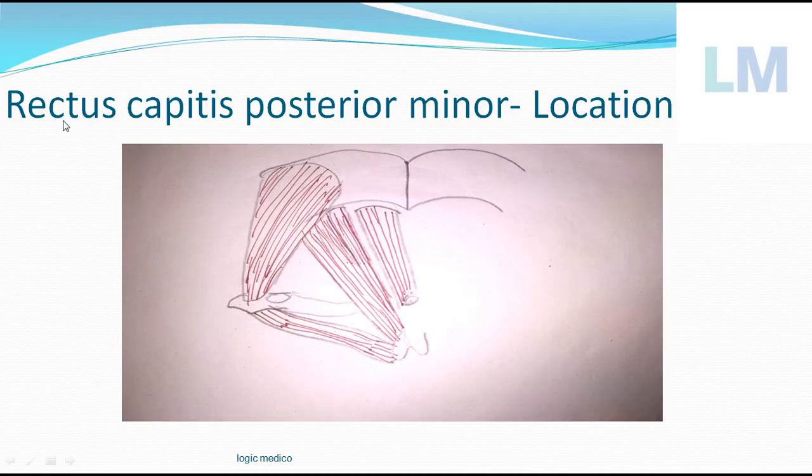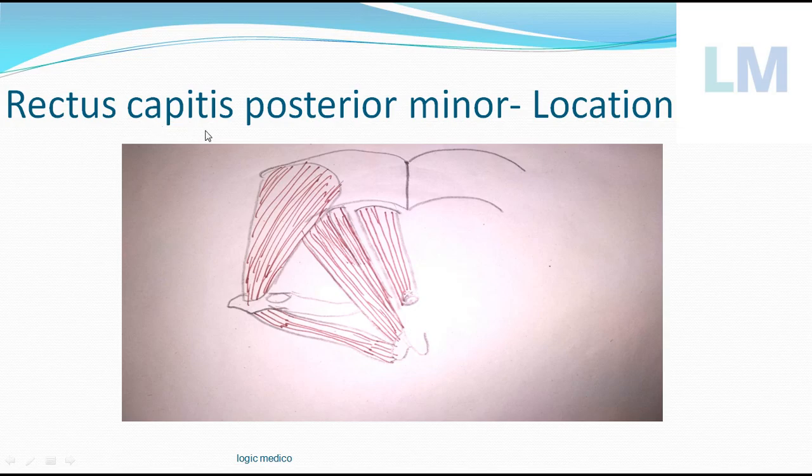Without much delay, Rectus Capitis Posterior Minor. What is the location of this muscle and what is the meaning of this muscle? The location of this muscle is on the posterior surface of the neck. So it is present in one of the triangles called the suboccipital triangle. Rectus means straight. This muscle is here. It is straight. So it is going to the skull cap, so it's called capitis.